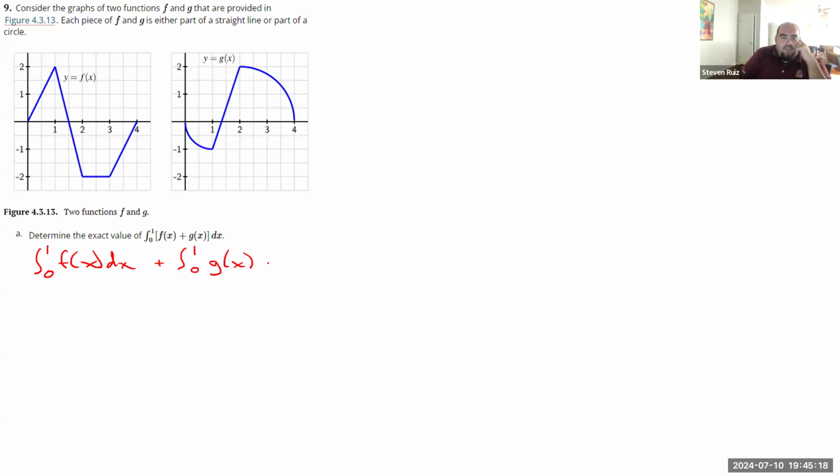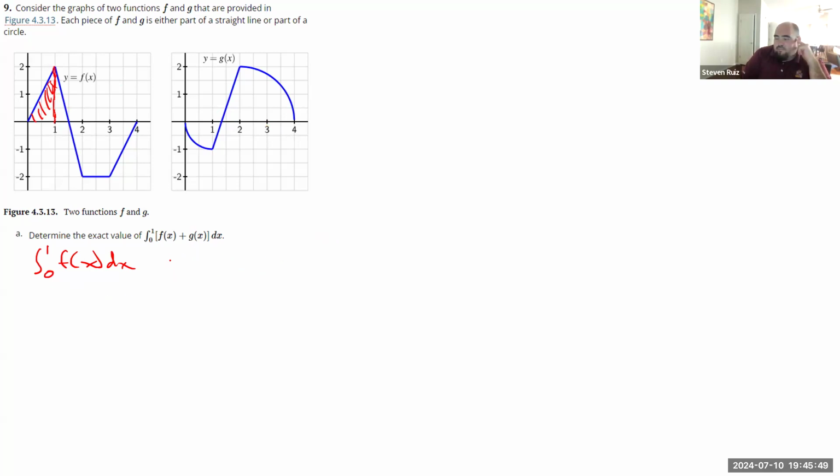So now I have graphs of functions, and how do I compute the integral from a graph? Essentially, that's going to come from finding the area between the curve and the x-axis on this unit interval from 0 to 1. So let's go ahead and do that now. Let's actually just do these one at a time.